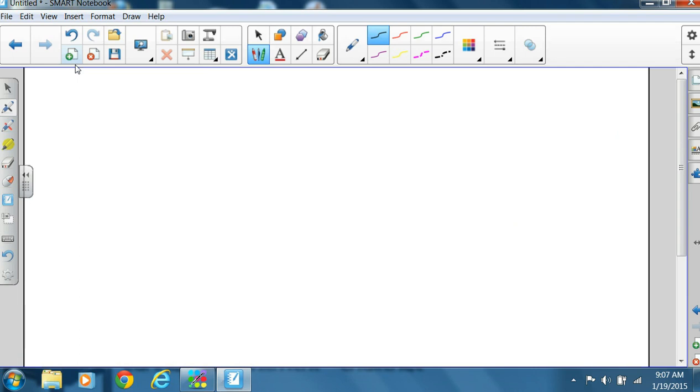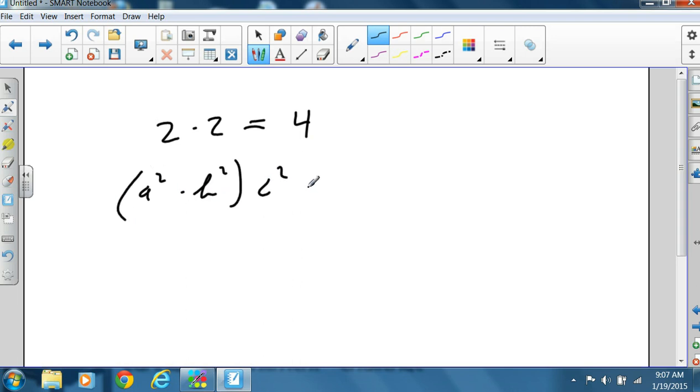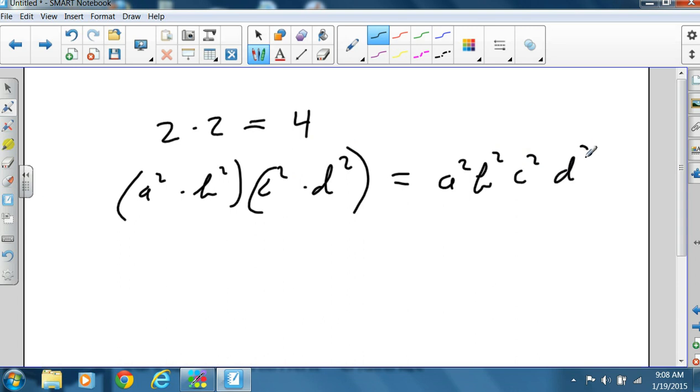Okay, so we're going to multiply algebraic expressions. All right, so 2 times 2. And are we going to get 4 this time, or are we going to get 11? 4, okay, 4 this time. Okay, a squared times b squared times c squared times d squared. A squared, b squared, c squared, d squared. Yeah, big deal, right? Yeah, I got it.